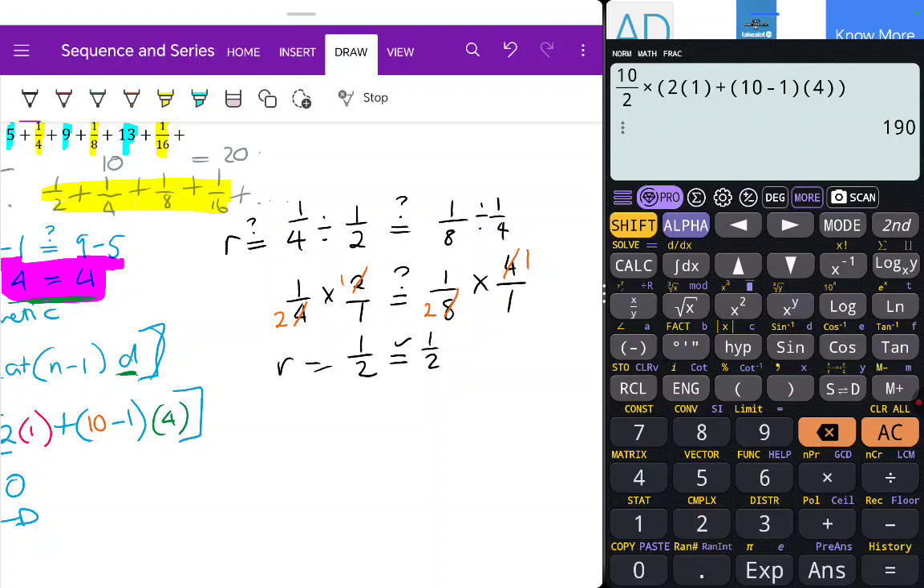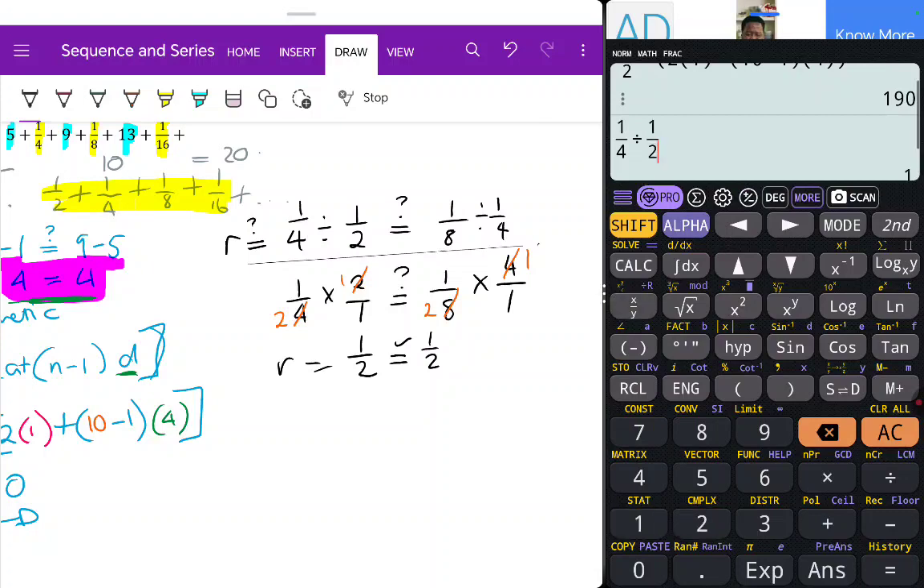Or you can just input everything into the calculator. Say a quarter, 1 over 4, divided by a half, and that gives you a half. 1 over 8 divided by a quarter, and that gives you a half. Whether you do it the long or the short, it really doesn't matter. So we have an answer. R is a half, and since R is a half, we know that this is geometric.